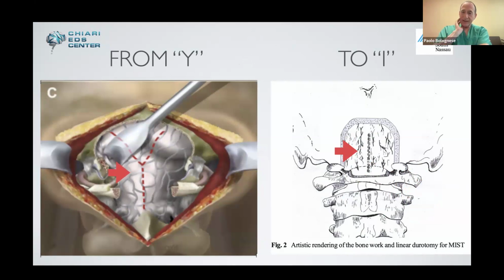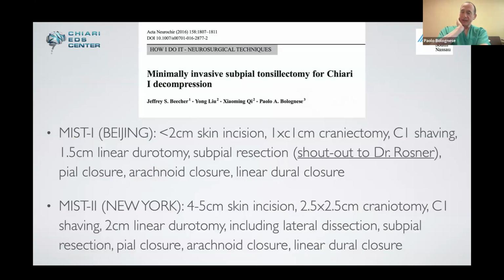It was a great idea. And the incision that he was making was very, very small, 1.5 centimeters. And through that, he was pulverizing the tonsils with the subpial approach. So we met. He came here, I went there.